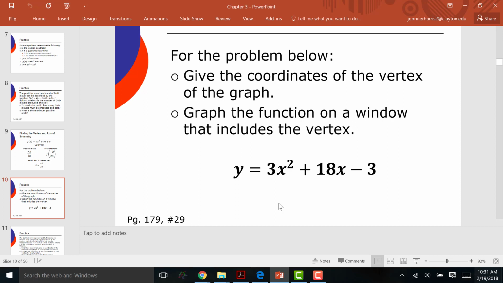Negative what? Did everybody get that same answer? Yes. Okay, there's your vertex. So when you graph this curve, it should look like this, and that point right there should be negative 3 comma negative 30.